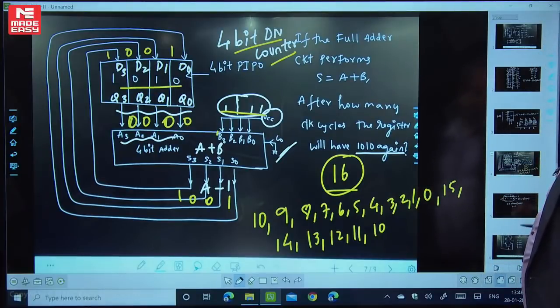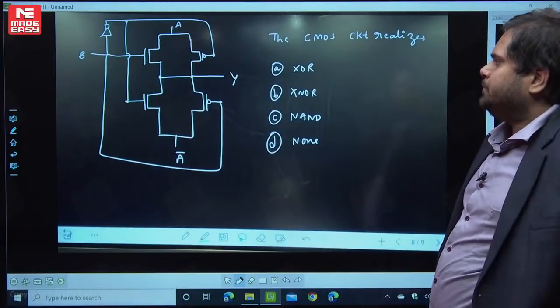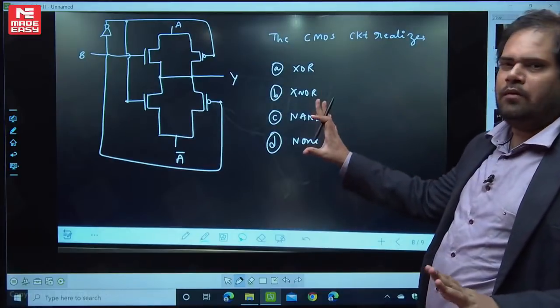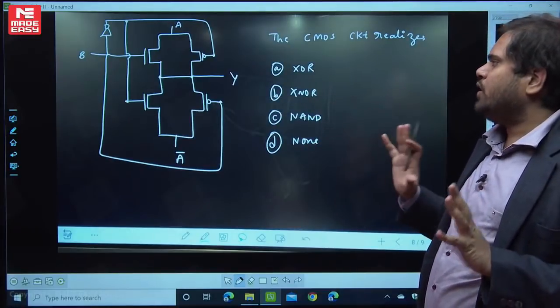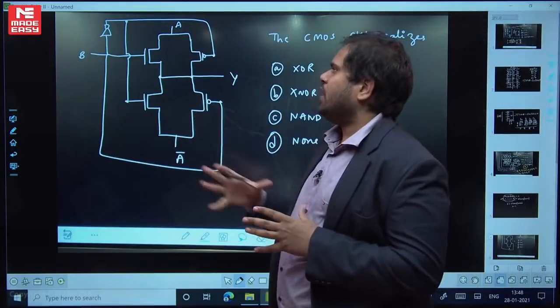Okay, so now let's take up this simple circuit. Now let's take up a CMOS circuit. Okay, this is very simple. But when you see this question, people will get scared. Okay, क्या क्या दिया, what is happening here, we are not able to understand and other things.